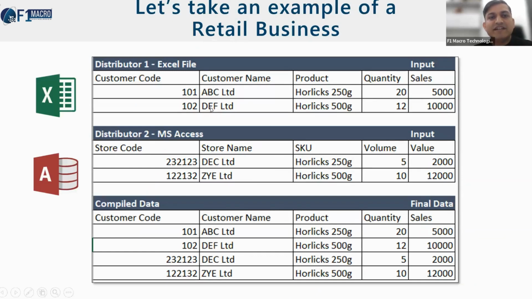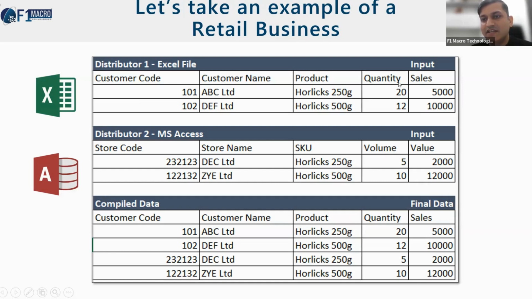Let's take an example of secondary sales. Distributor one shares this file, distributor two shares this file. Distributor one has a different system, distributor two has a different system, but as a company I have to analyze the data of all the distributors. They share data in Excel, in MS Access, someone in SQL Server, someone in CSV files, and each has different columns altogether. But my requirement is to check how many quantities there are. So distributor one shares the header name as quantity, another shares the header name as volume, another as sales, another as value.